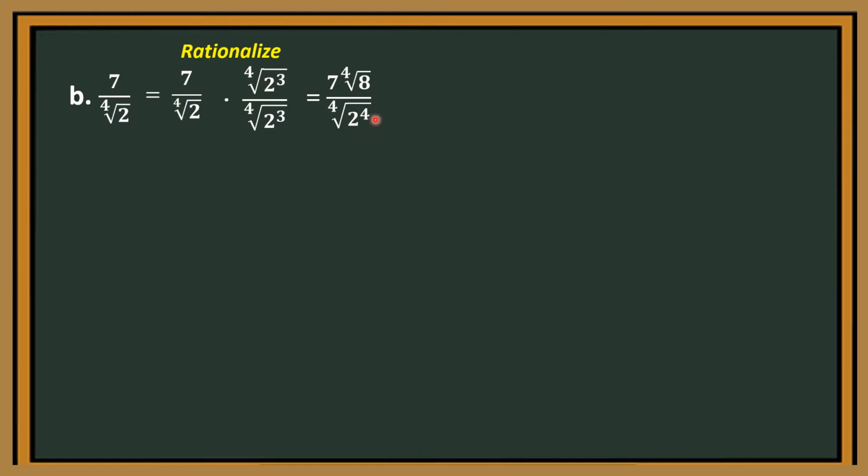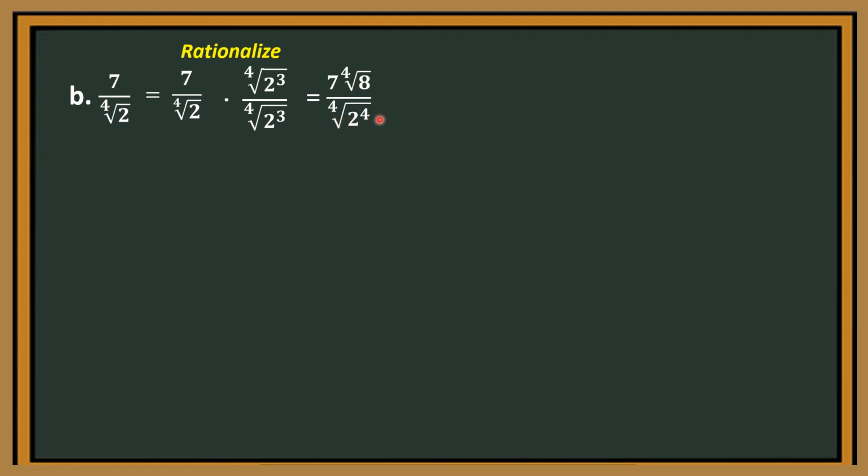So, saan nakuha yung fourth power? Just look at the exponent of 2. That is 1. And the exponent of other 2 is 3. Just add the exponents. That is why we have here 4. So, since ang denominator natin ay perfect fourth root na, so, pwede na tayo mag-simplify. Just divide the exponent and the index.